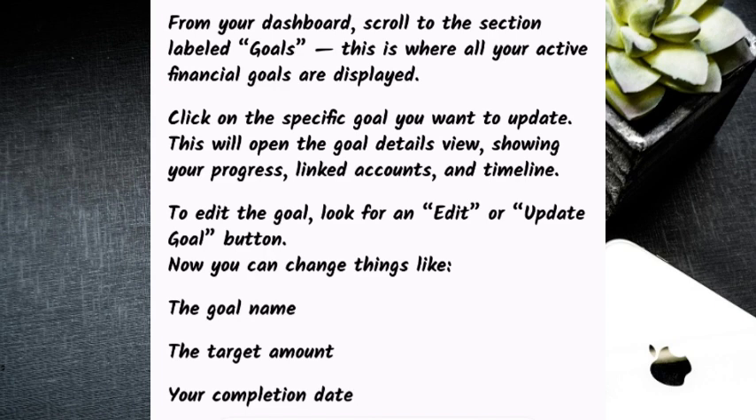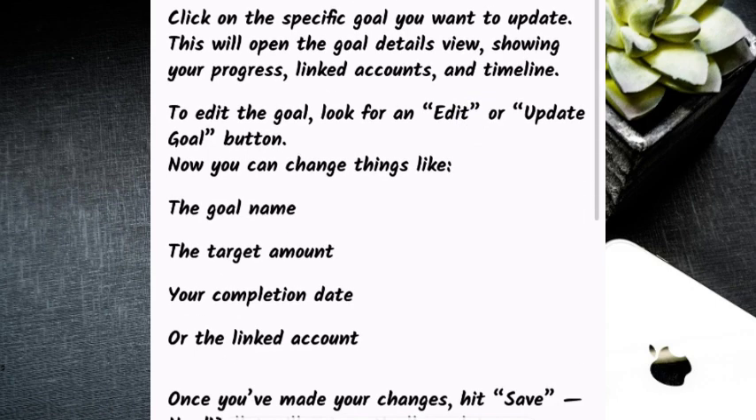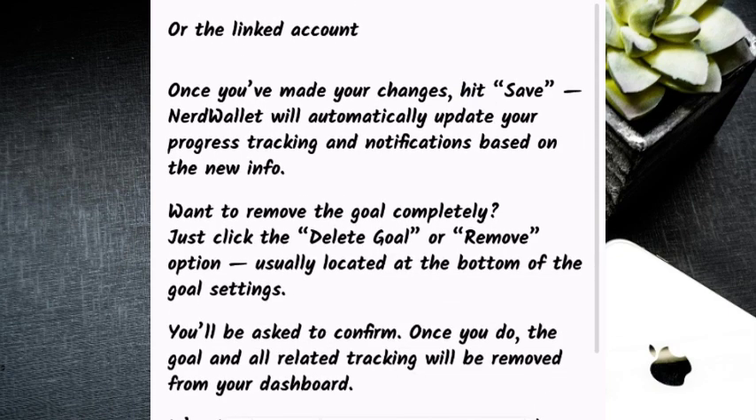To edit the goal, look for an edit or update button. Now you can make changes such as the goal name, the target amount, your completion dates, or the linked account. Once you've made your changes, hit save. Nerdwallet will automatically update your progress tracking and notifications based on the new info.